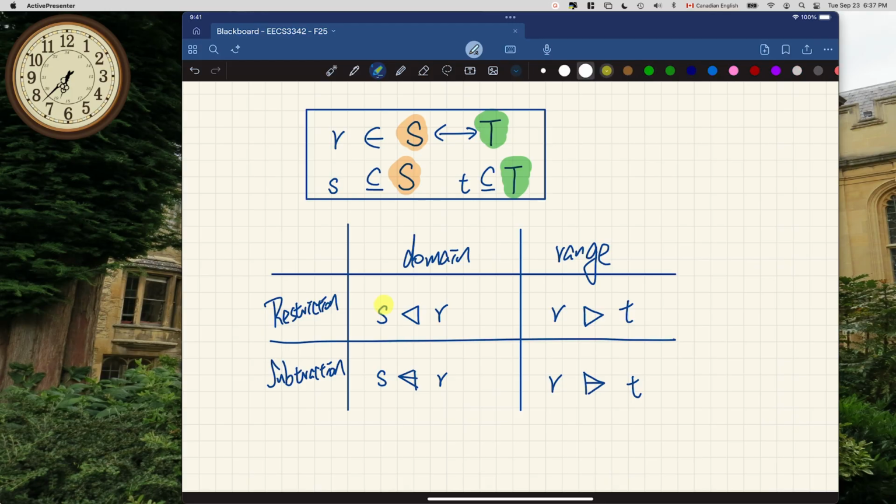So you can think about it like this. That's for the domain, and that's for the range. And it is very important to know that each operator is actually going to give you a new relation. Each of these operators returns, or evaluates to, a new relation.